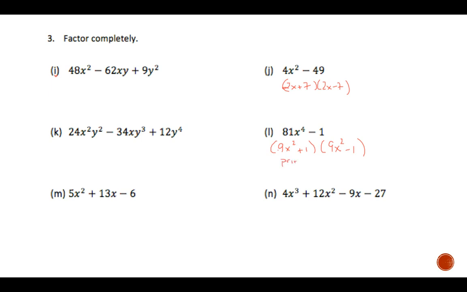This factor is prime, but this again is the difference of two perfect squares. So my final breakdown is 9x squared plus 1. That's what I get at the end.